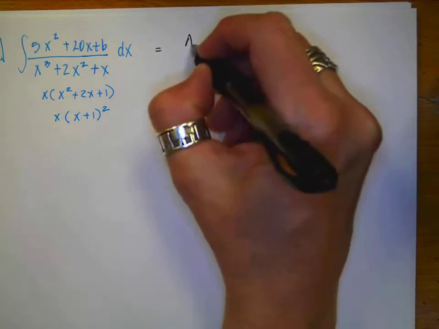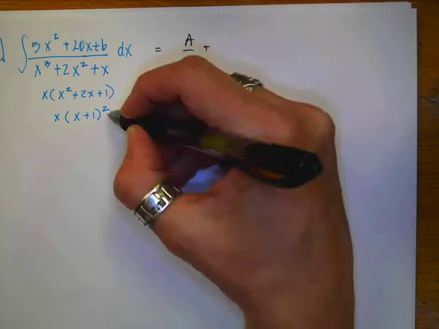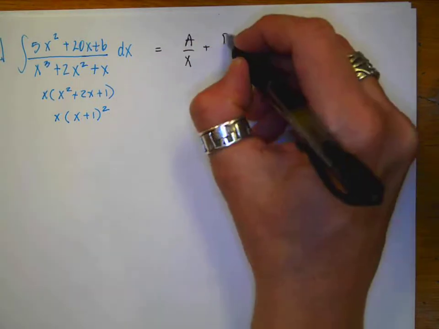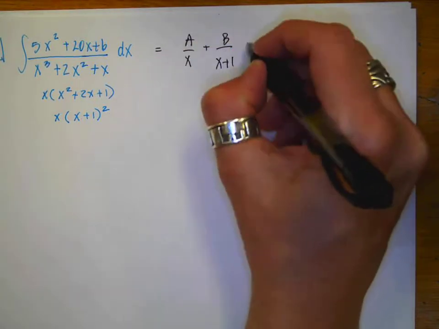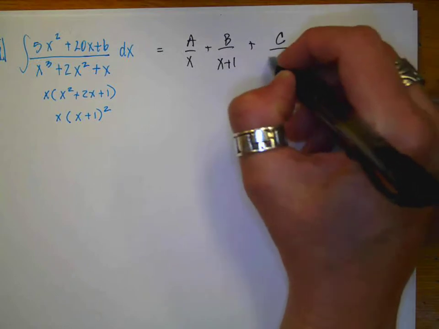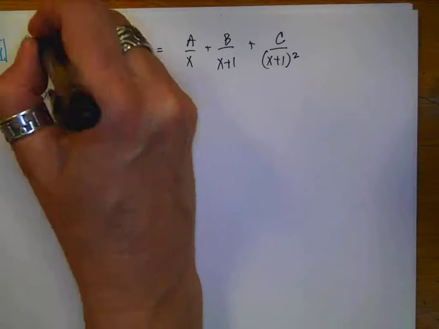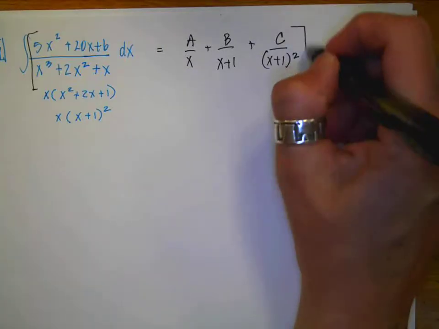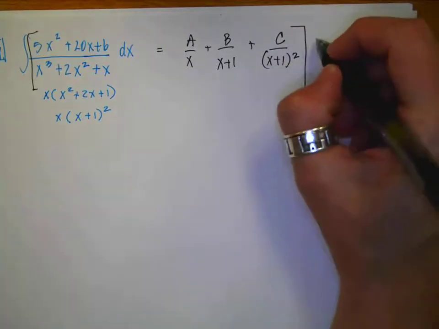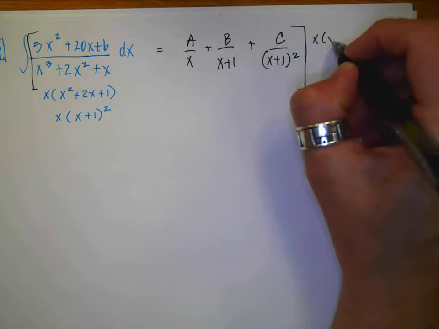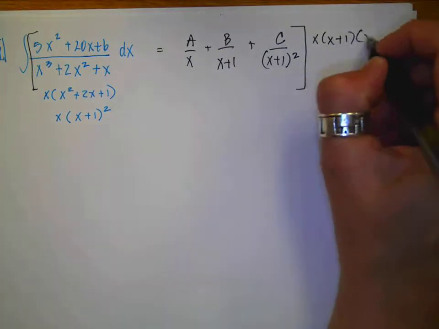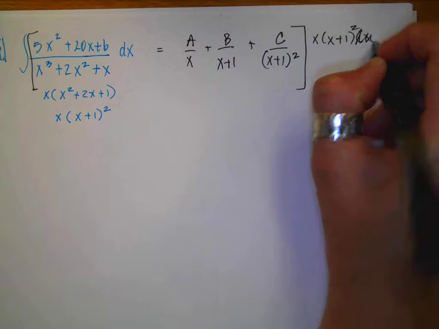So then as I write my partial fraction decomposition, I'm going to do A over x. Remember, I have a repeated factor, so I have to split that up, and I'm going to have B over x plus 1, and then I'm going to have C over (x plus 1) squared. I'm going to multiply by my lowest common denominator, and you need to write that in its factored form because it makes your life easier.